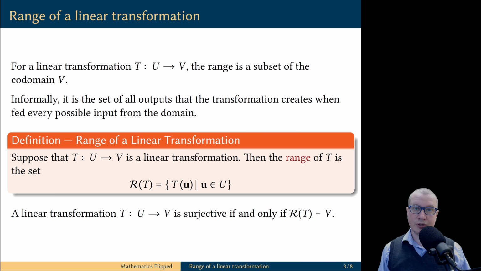We defined surjective linear transformations in the previous video, and now we can reformulate the definition of a surjective linear transformation to the following. A linear transformation is surjective if and only if its range is equal to the codomain. In other words, every vector of the codomain is a value of the linear transformation.